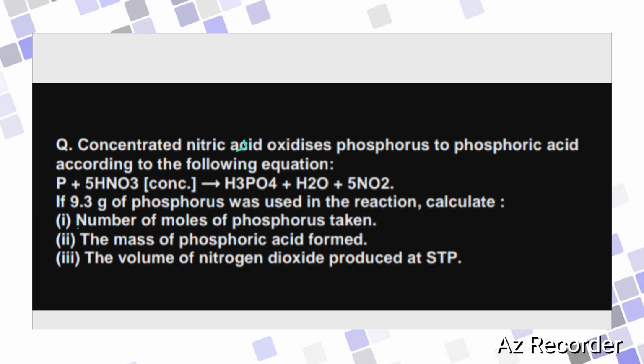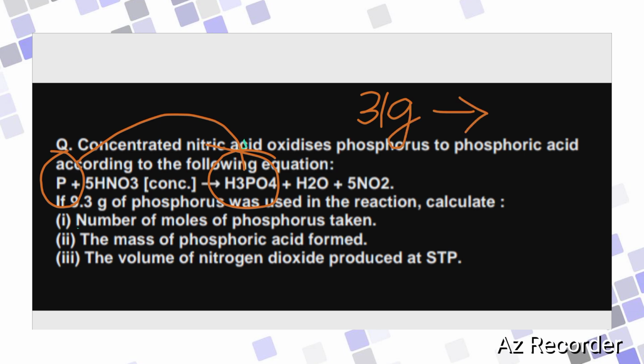So what is implied in the question is that when 1 RMM of phosphorus reacts, we get 1 RMM of phosphoric acid. We know that the RMM of phosphorus is 31 grams. So when 31 grams of phosphorus react, we get the RMM of phosphoric acid, which is nearly 98 grams. We need to calculate the mass of phosphoric acid formed when 9.3 grams of phosphorus react.